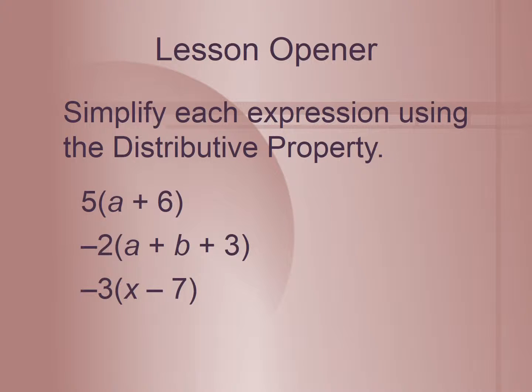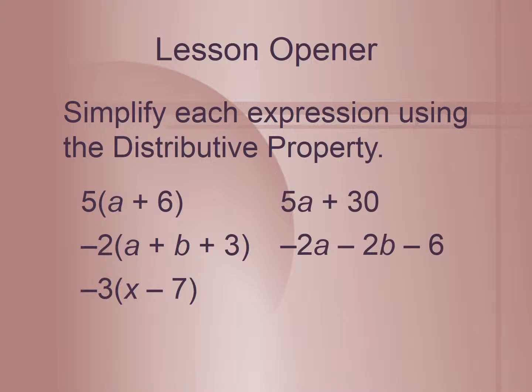Let's try these. This one is 5(a + 6). So we have 5 times a, or 5a, plus 5 times 6, which is 30. Our next problem, we have 3 terms to distribute the negative 2 to. So we have negative 2 times a, which is negative 2a, negative 2 times b, which is negative 2b, and negative 2 times 3, which is negative 6.